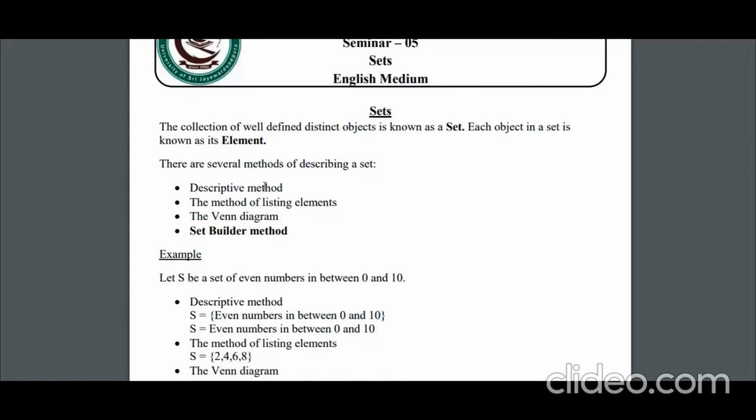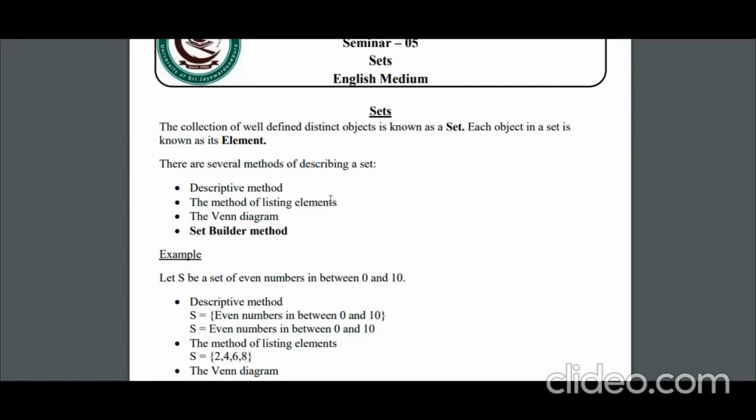Number one, the descriptive method. What you do is you just describe it in words. For example, if you want the even numbers between 0 and 10, we just say S is equal to even numbers between 0 and 10. So what is this S? It can be any letter we can use to represent a set.